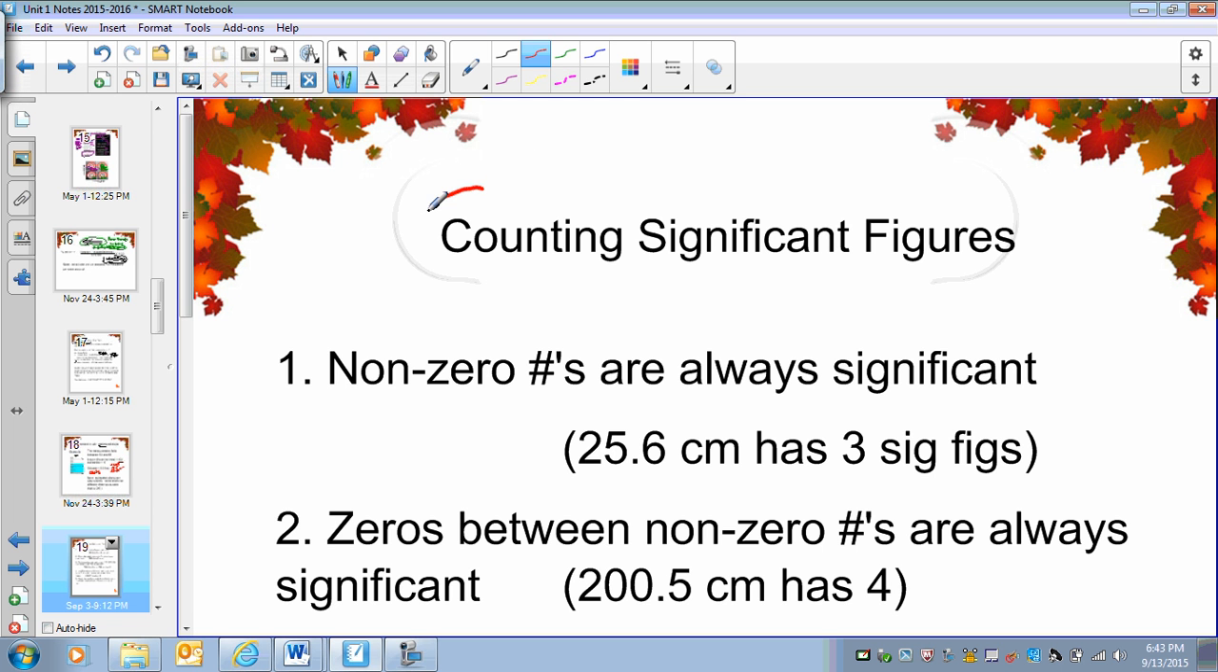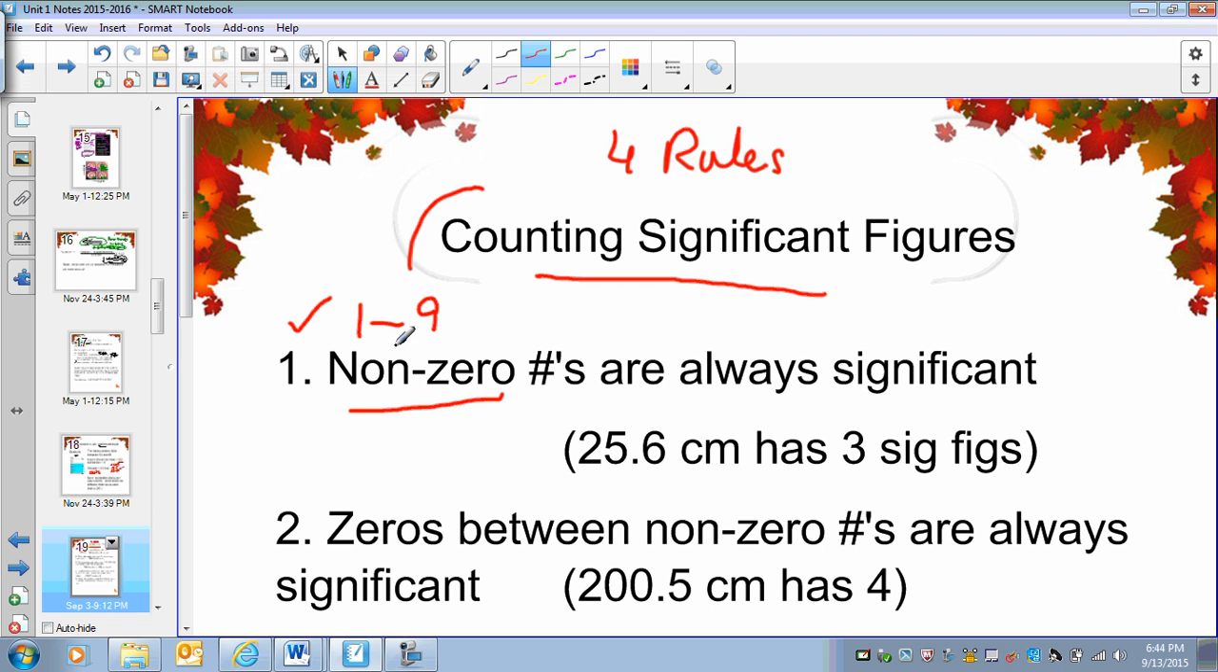Speaking of significant digits, let's learn how to count them. There are 4 rules. We are going to learn how to count significant digits by 4 rules. The very first rule is that all non-zero digits are significant. So any number from 1 through 9 is significant. 0 is not significant here. So non-zero digits are significant.